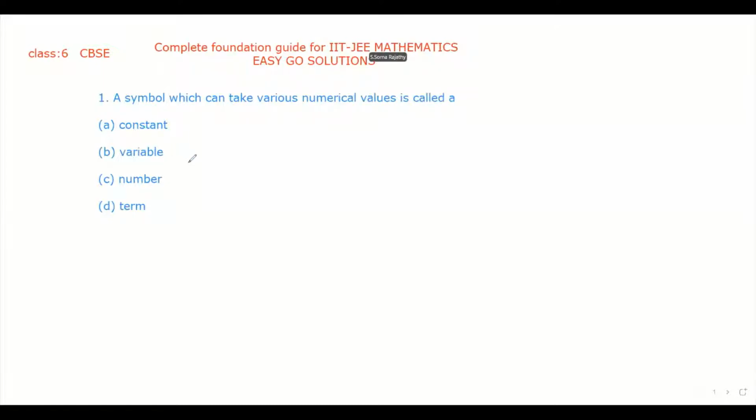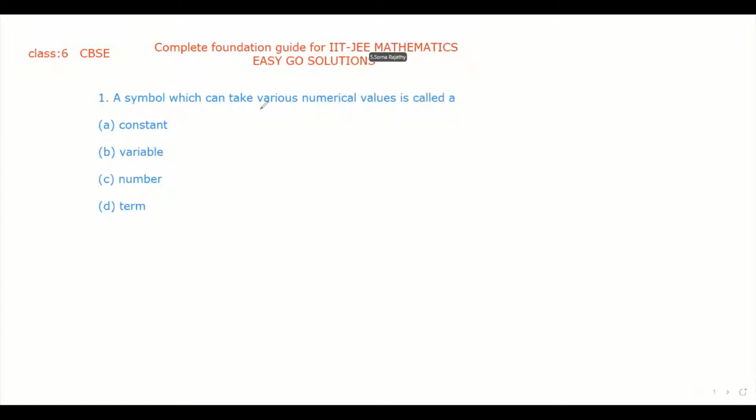Hello students, today we are going to solve Olympiad questions from Complete Foundation Guide for IIT-JEE Mathematics EC Go Solutions. So the first question is: a symbol which can take various numerical values is called what?